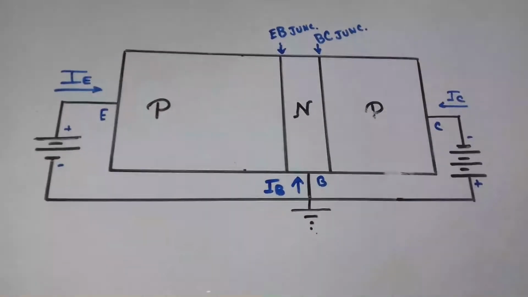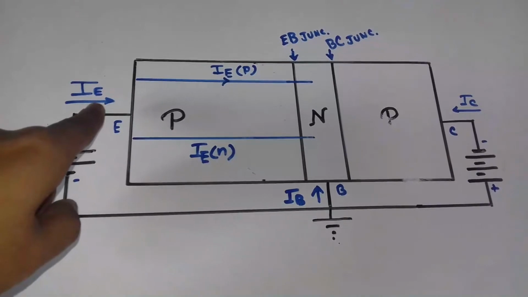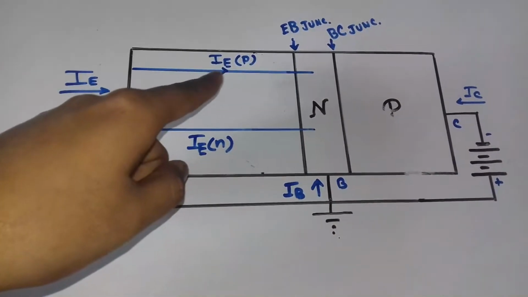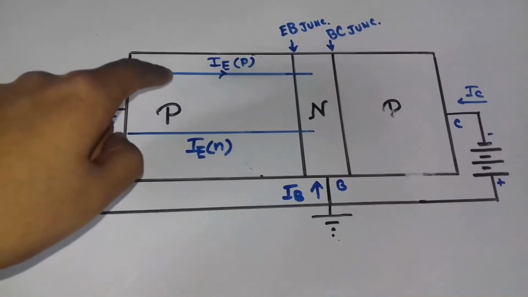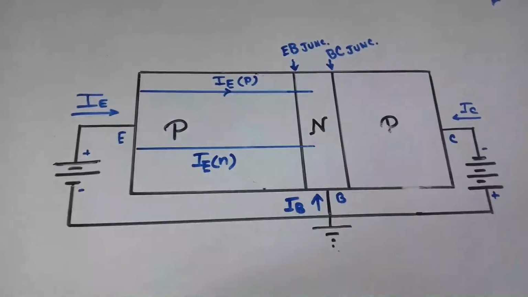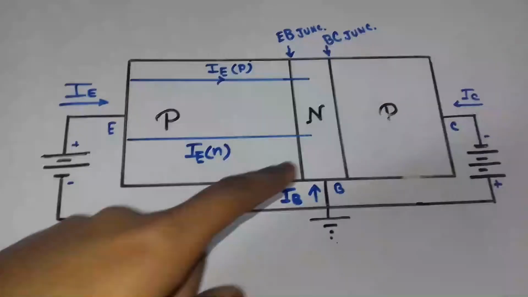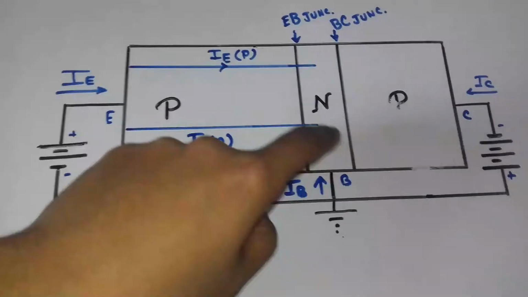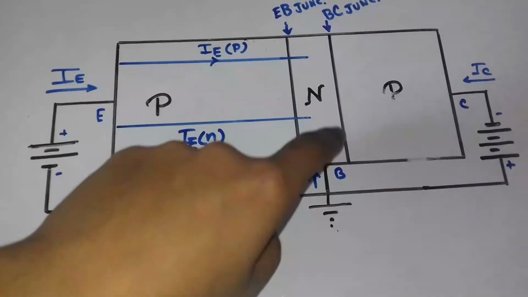Now let's check the current components. The emitter current here is constituted of two types of carriers: the IEP, that is carried by the holes, that is flowing from P to N, and the IEN, that is carried by the electrons. So now since the concentration of electrons here is greater than that of the P, the electrons will flow in this direction, so the current will flow in this direction.